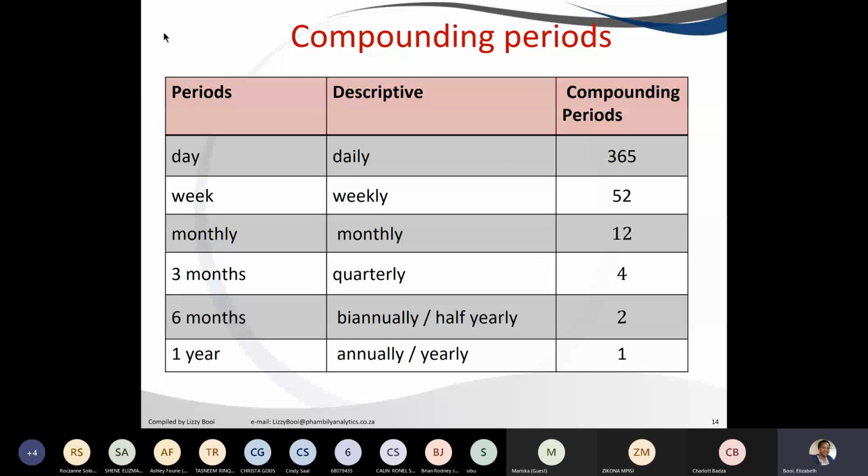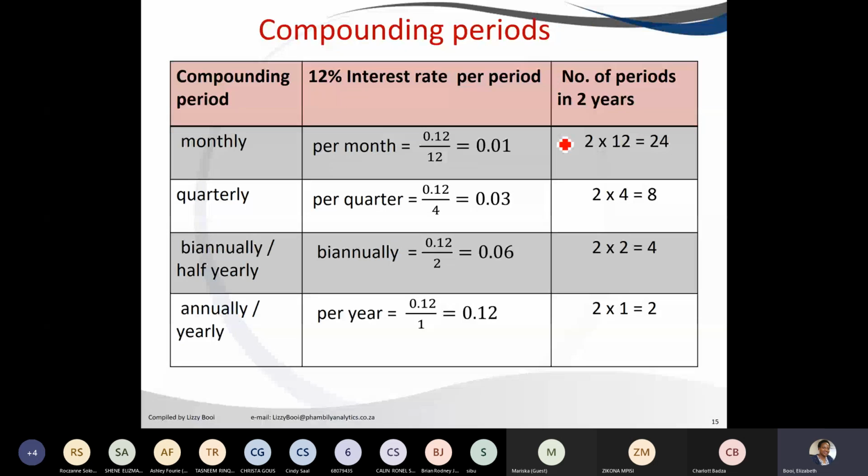How do we then use this? Remember that we divide the interest by the compounding period and we multiply the period by the compounding period. So let's say we have 12% interest rate for 2 years. And they say the compounding period is monthly. Therefore, our interest will be 12%, which is 0.12, divided by 12. Quarterly will be 0.12 divided by 4. Biannually, it will be 0.12 divided by 2. Yearly, it will be 0.12.